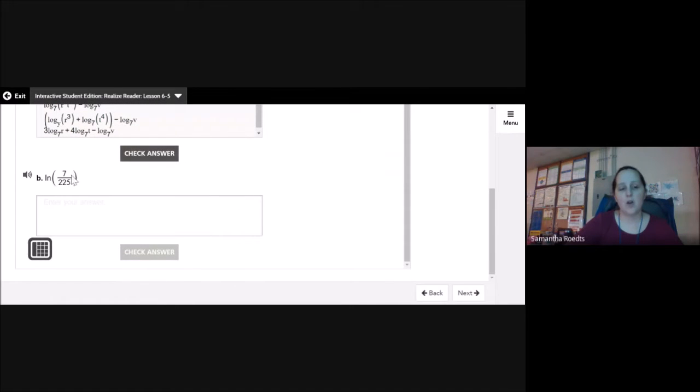Okay, for b, I have ln of 7 over 225. So again, I want to rewrite these as simplified as possible. So 225, I want to see how I can factor that out. 225 can be factored as 3 squared... All right, so 225 equals 3 times 3 times 5 times 5, which is 3 squared times 5 squared, just so we know. So I'm going to rewrite this as ln of 7 over 3 squared times 5 squared.